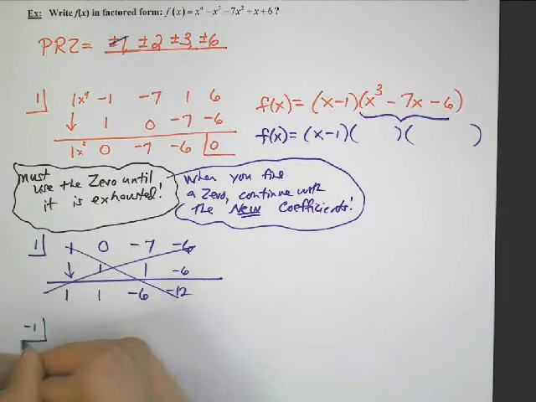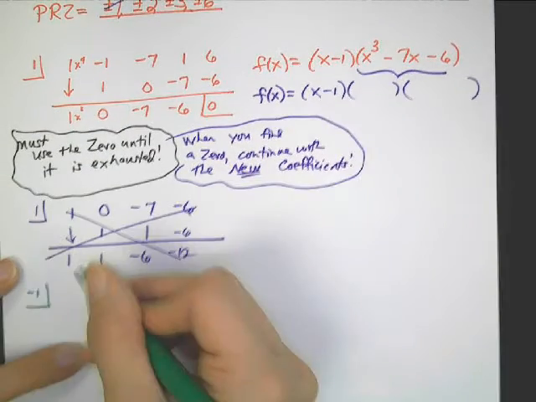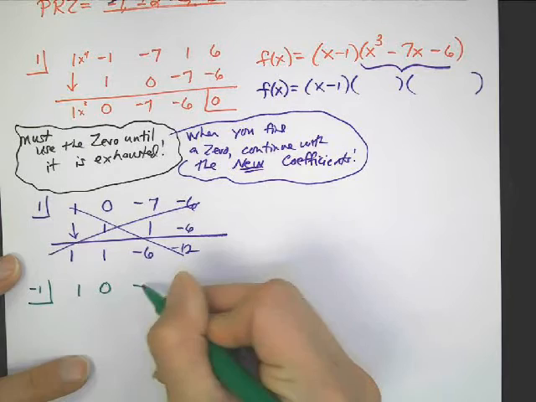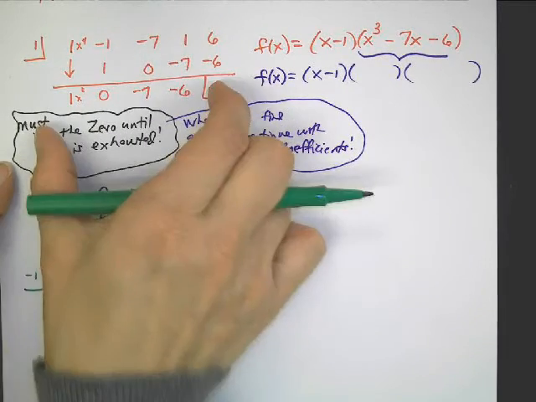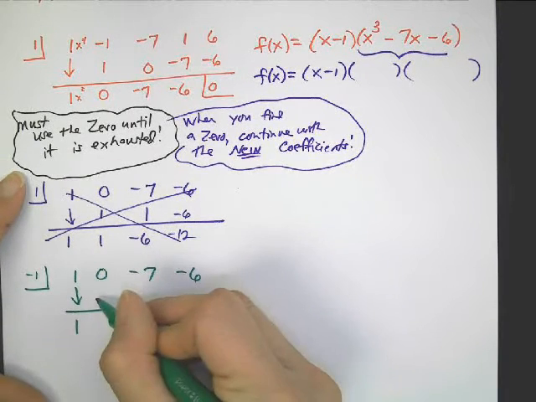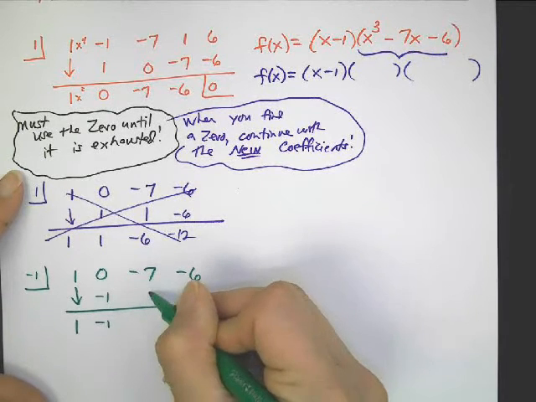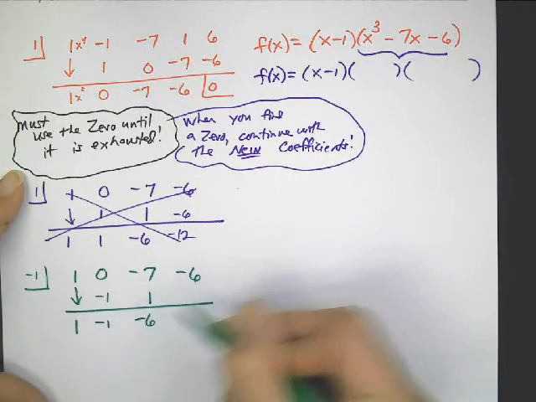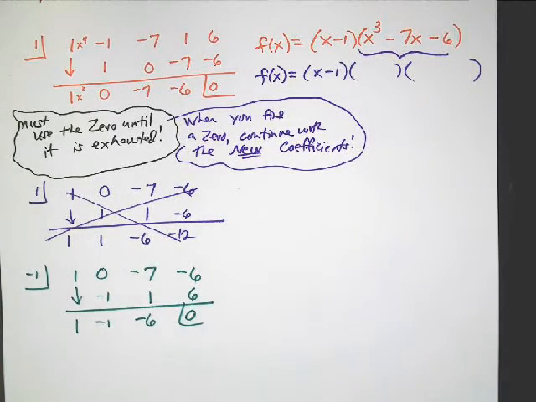Let's try negative 1, but I'm going to use the coefficients from that cubic again. It's like we're now working on the cubic. And every time you find a number that works, it's going to get smaller and smaller. So I've got 1, negative 1, negative 1, positive 1, negative 6, positive 6. We found a winner.